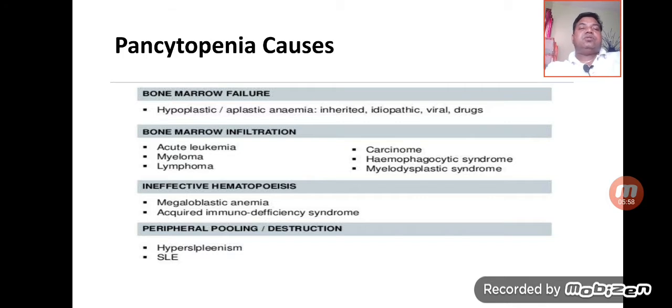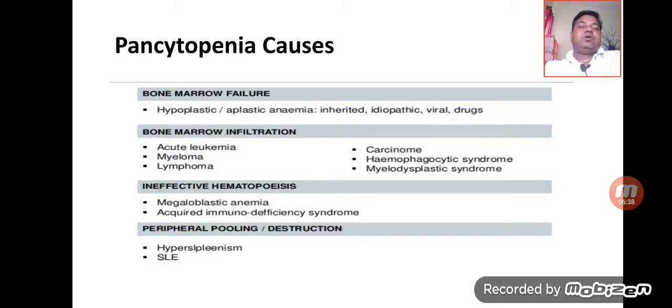If we go through the causes of pancytopenia, there are multiple causes of bone marrow failure. Aplastic anemia is one of the important causes, and it may be inherited or due to viral infections or drugs. Apart from this, bone marrow infiltration can also result in pancytopenia, that is acute leukemia, myeloma, lymphoma, carcinomas, hemophagocytic syndrome and myelodysplastic syndrome. These all can also result in pancytopenia.